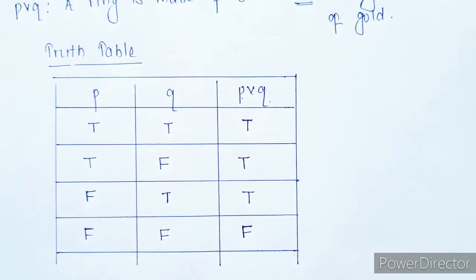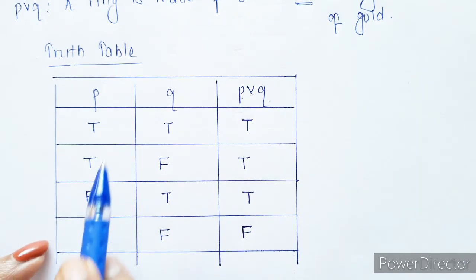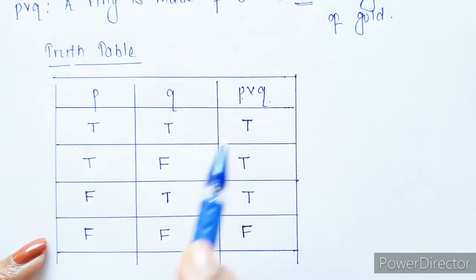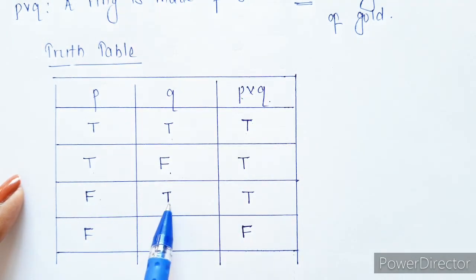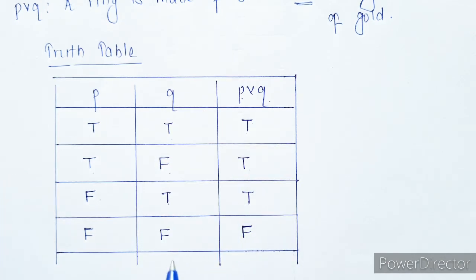Okay. So, in case of disjunction, it's either case, either this or that. Any one has to be true. At least one has to be true. If both are true, it is true. Either case, like first is true, second is false, or first is false, second is true, still it is true, because it is either this or that case. But if both are false, but still we are saying that a ring is made of silver or gold, so this becomes false.